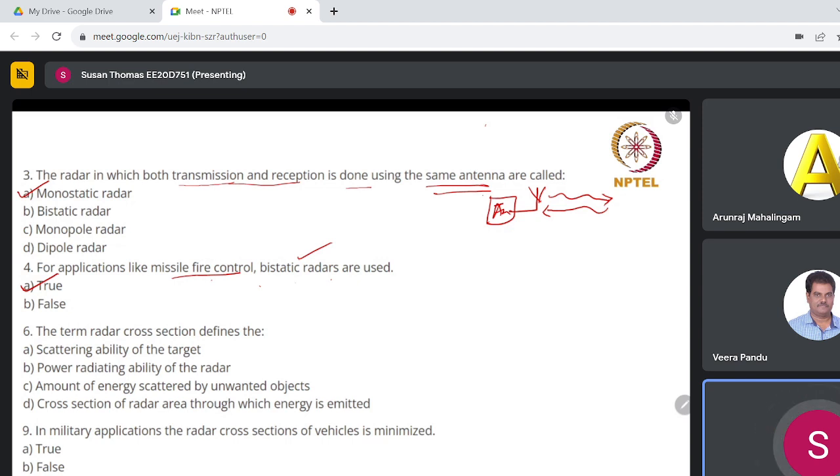Now coming to the next question. Before moving to the next question, I would like to explain a little bit on the radar cross section.